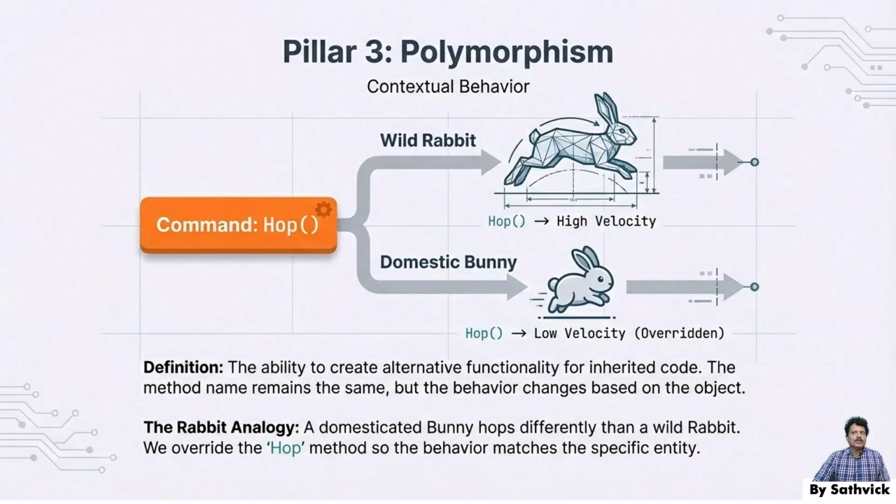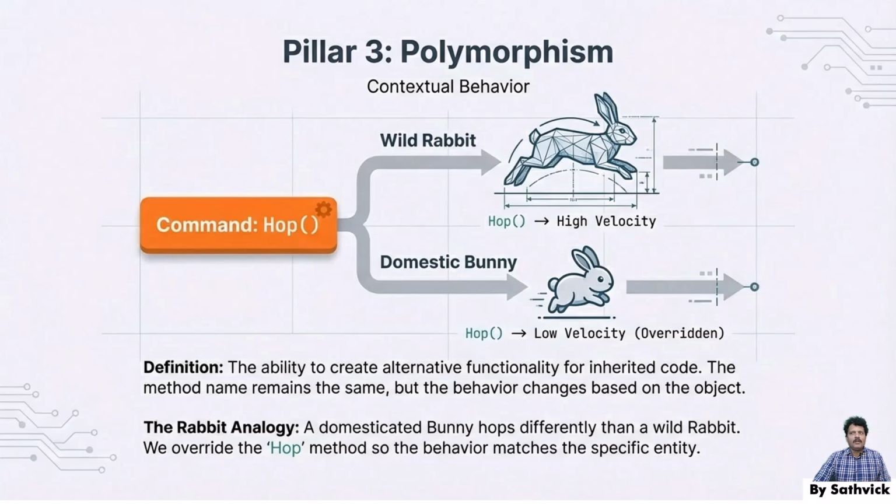Polymorphism. It is one of the most useful aspects of using inheritance. It allows you to create alternative functionality for code that's been inherited from a parent class. As an example, our child bunny class represents a domesticated rabbit. It's able to hop just as a rabbit is able to, but a bunny should probably be a little bit slower than its wild parent counterpart.